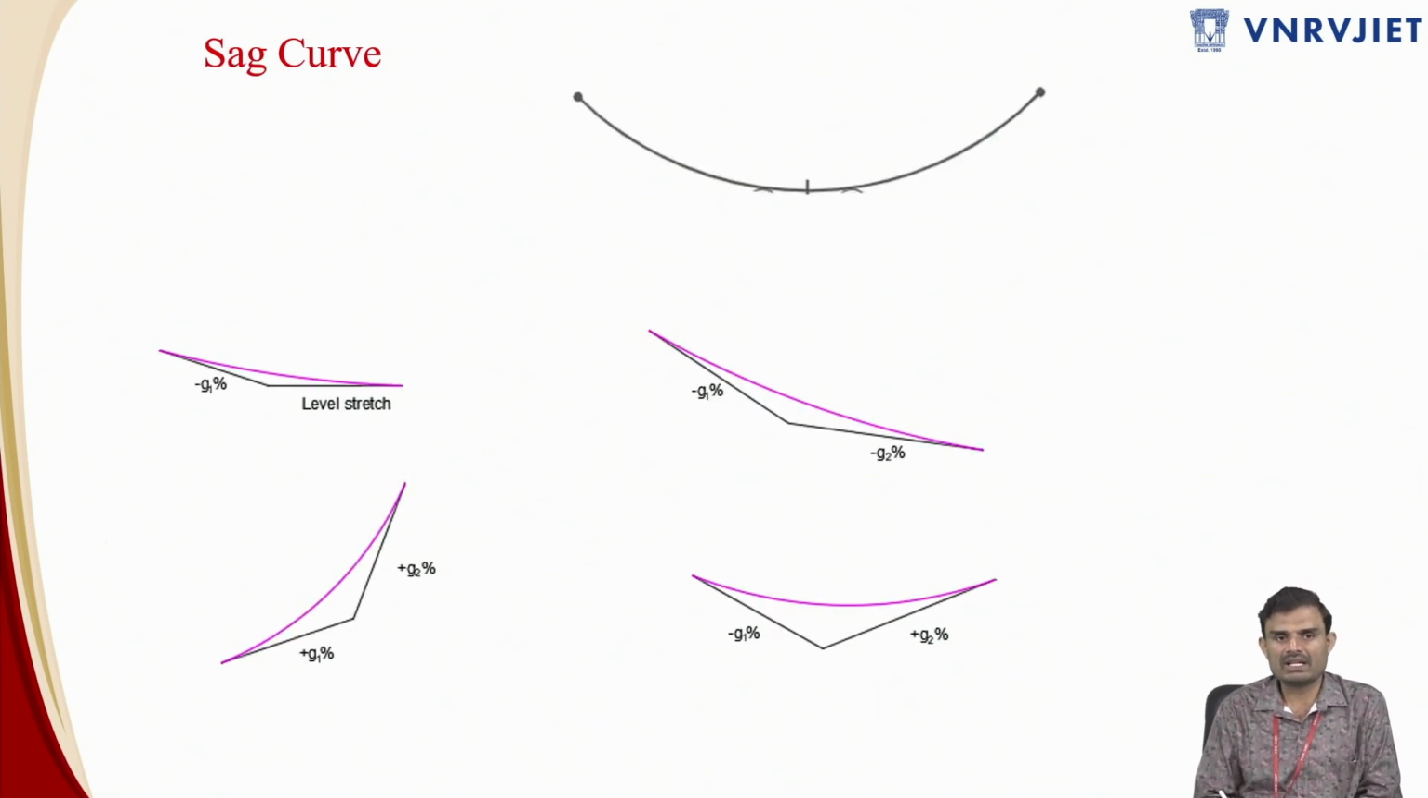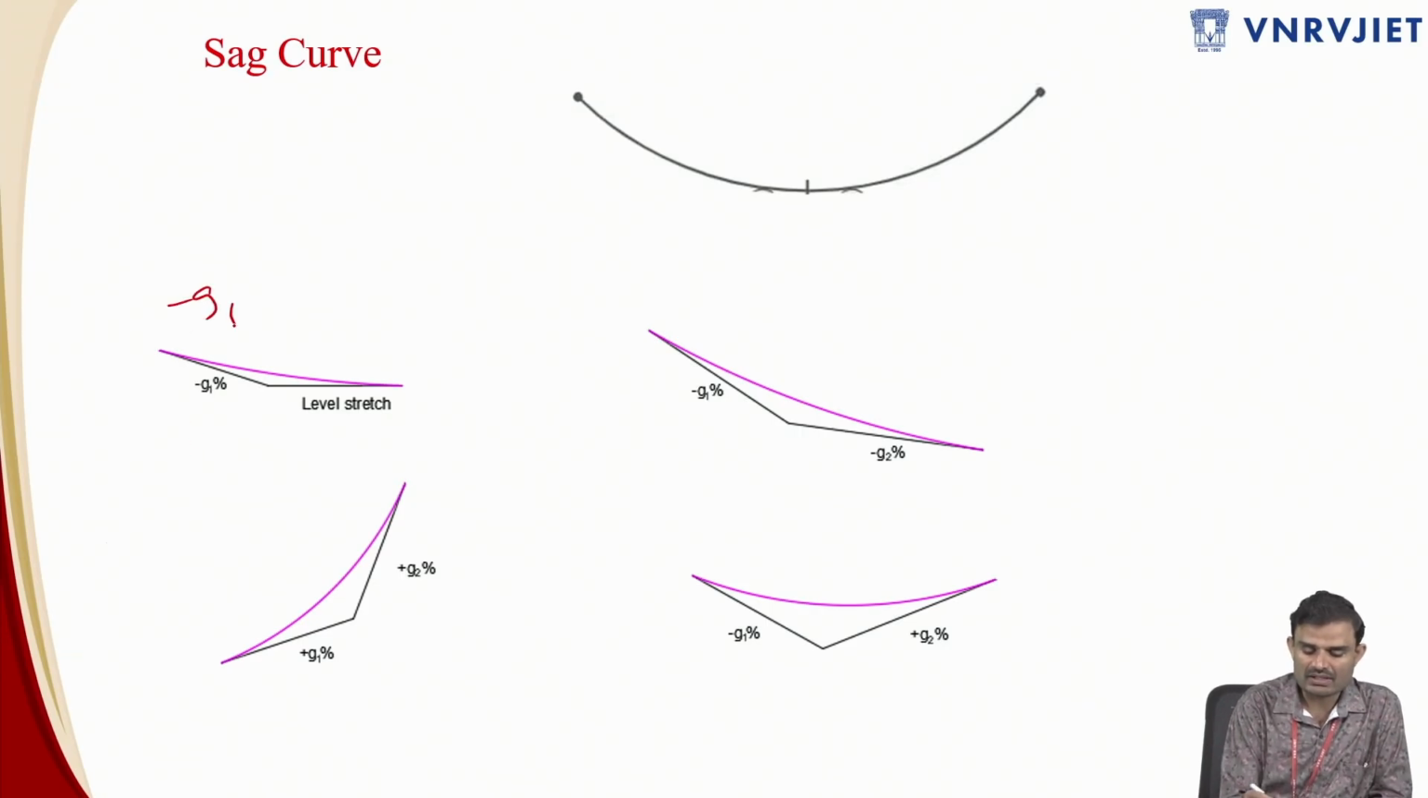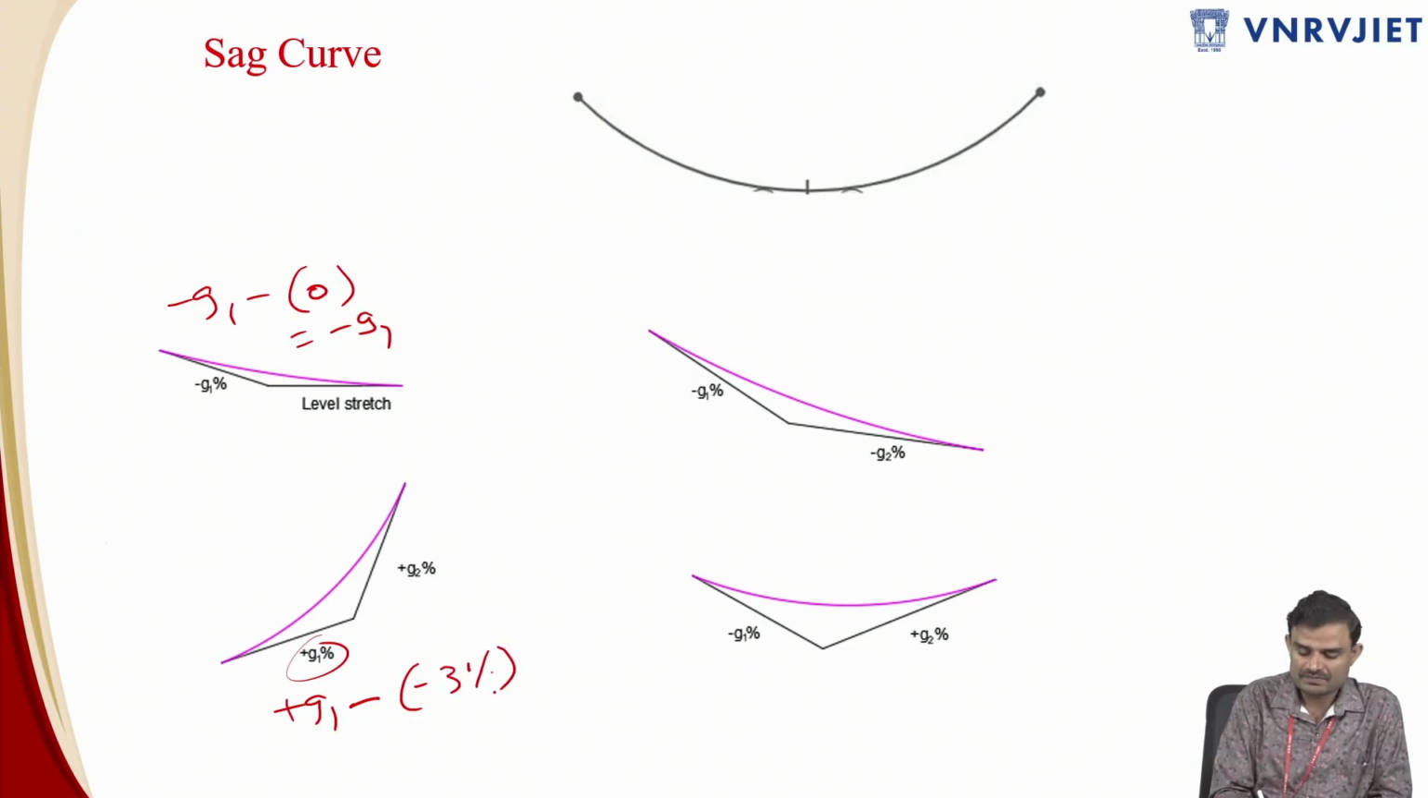Whereas coming to the deviation angle in the sag curves, the first case is minus G1, and this is a level road, so minus of 0. So finally you are ending with a negative value, minus G1. And this is again an ascending gradient, a mild gradient, plus G1, and minus, this is a steeper gradient. I'll take it as -3, and this is +2. So +2 minus of +3 is -1%. So this is again a negative value.